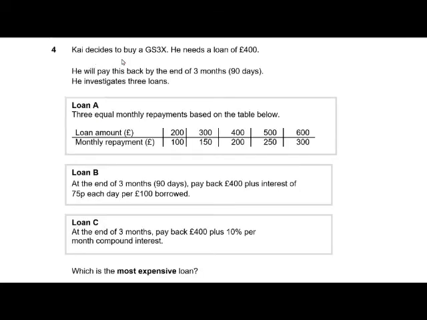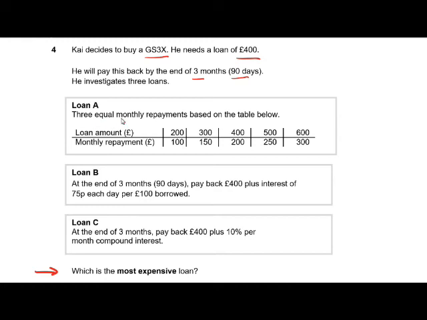Question 4. Kai decides to buy a GS3X mobile phone and he needs a loan of £400. He's going to pay this back after 3 months, which is 90 days, and we need to investigate these 3 loans. It's asking us which loan is the most expensive. So let's do the working out here by the loans.